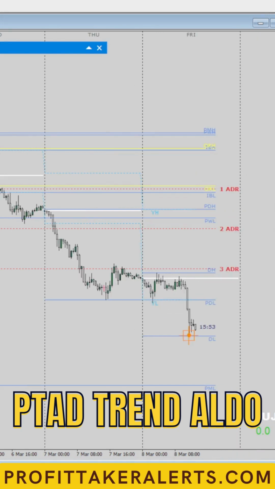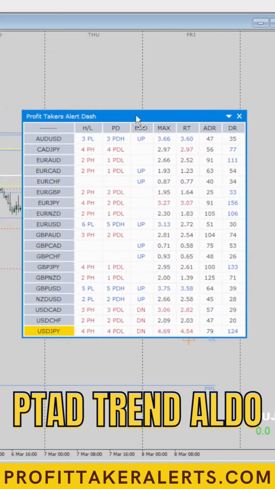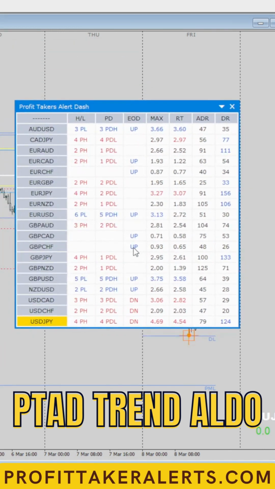But guys, look at this. I'm so jealous of you, Asia, London traders. You guys were able to get all of this. You don't even need to trade today at all. You do not need to trade.